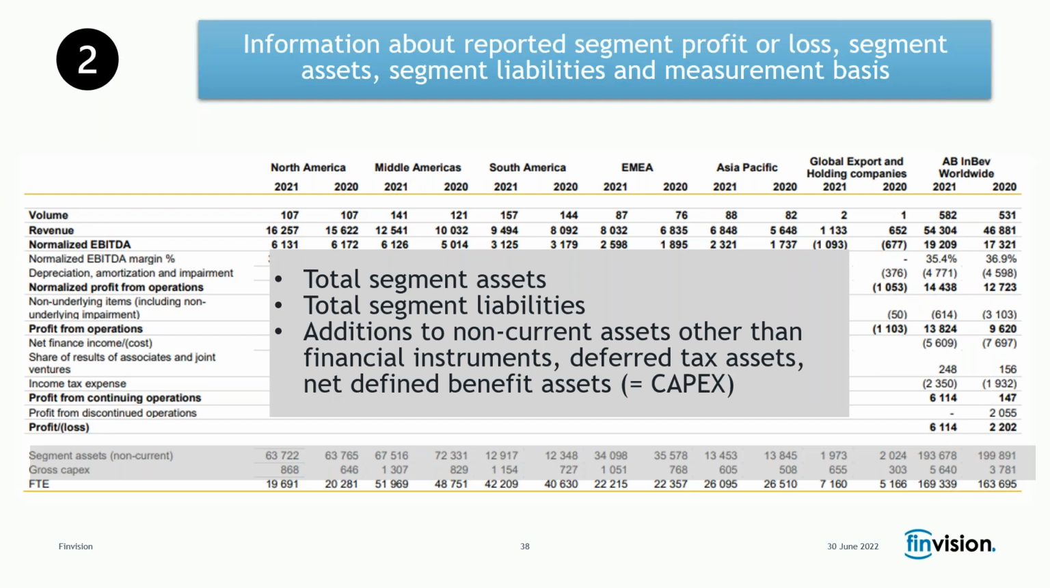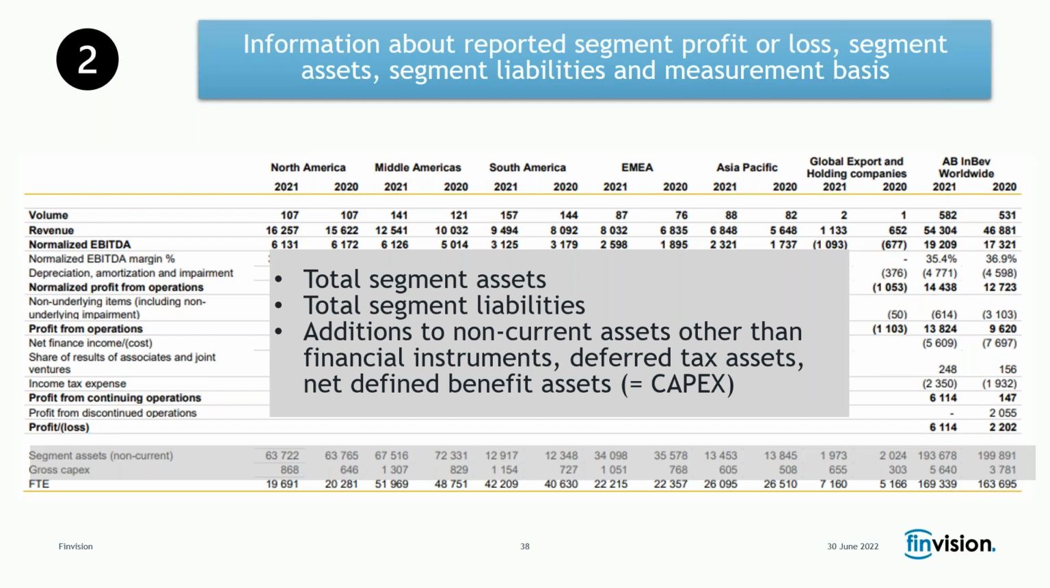In this case, we only show the segment assets, which is the non-current, because this is the only KPI that has been included in the internal management reporting, meaning that the internal management reporting by segment does not include a balance sheet. It will only include the non-current segment assets and only gross capex. That's why we only disclose that. Although the requirement is, if it's part of the management reporting, you need to explain total segment assets per segment, total segment liabilities, and the capex.